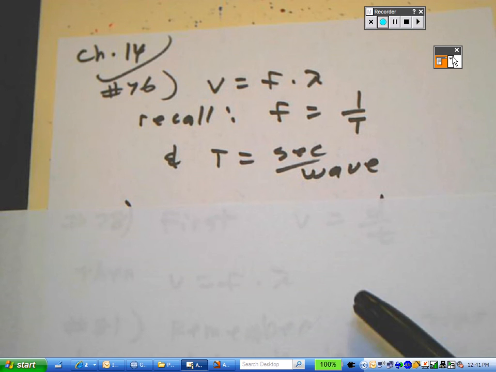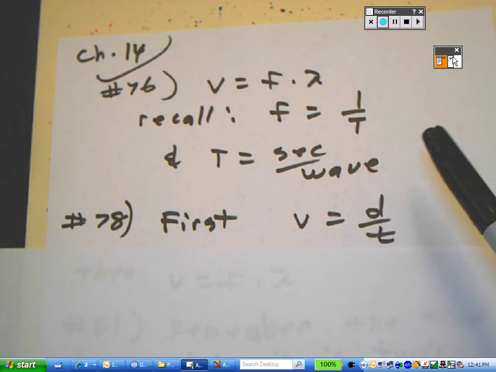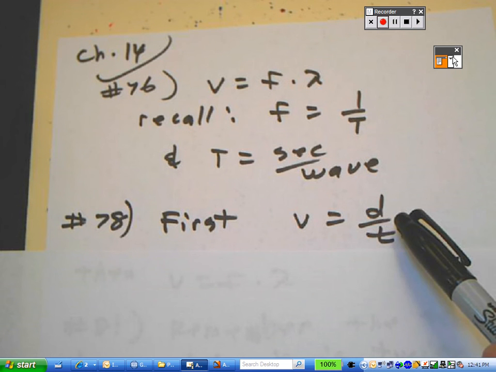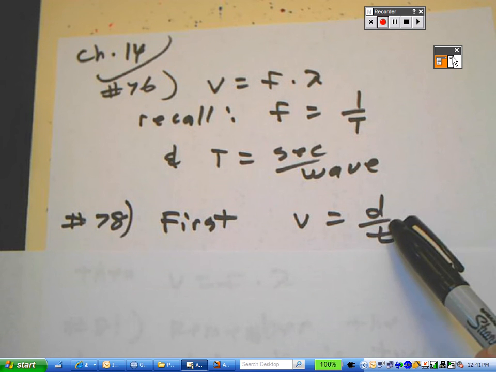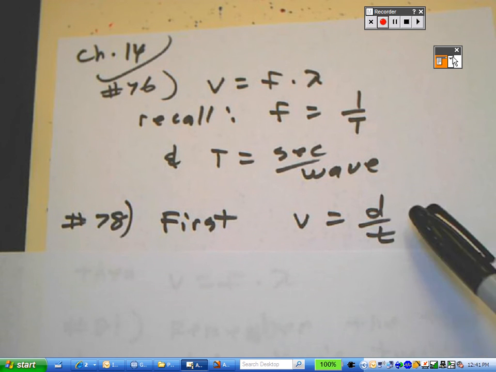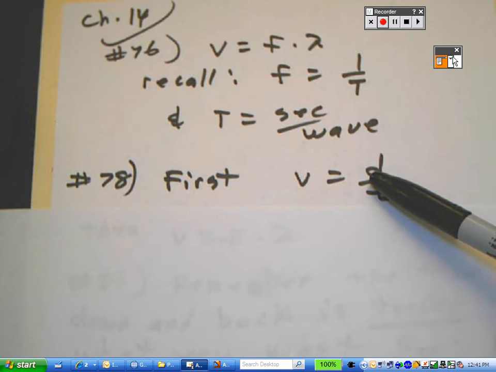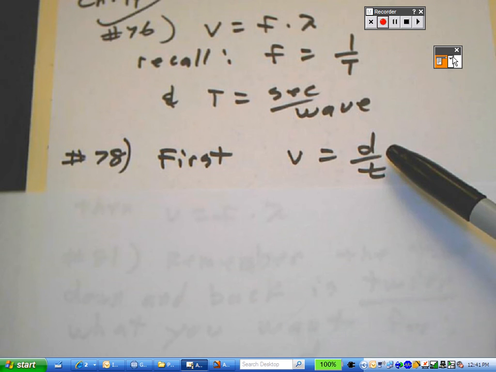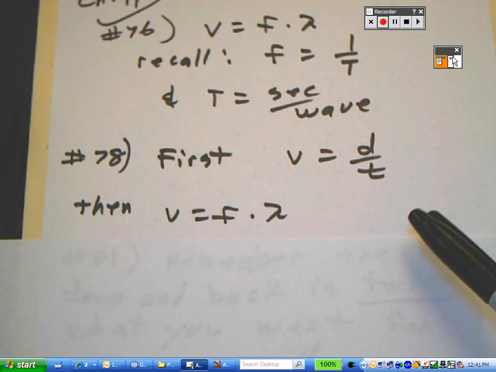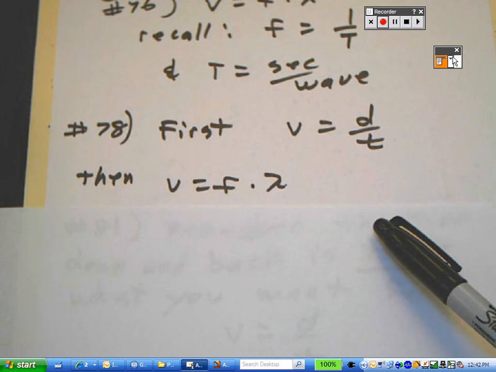Number 78 is the next one. Again, it's water waves. And again, you recognize that we could use velocity equals frequency times wavelength. However, what about the velocity? They don't give you the velocity, they give you the distance and the time. So remember, for all waves, because they go a constant velocity, you can use velocity equals distance divided by time. Then certainly velocity equals frequency times wavelength would be available to you on number 78.